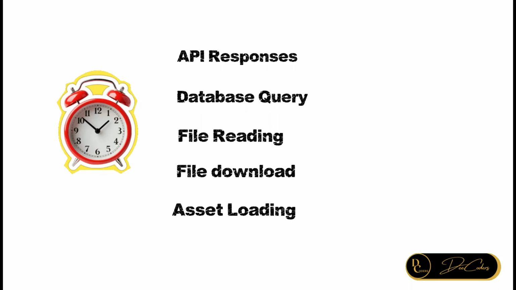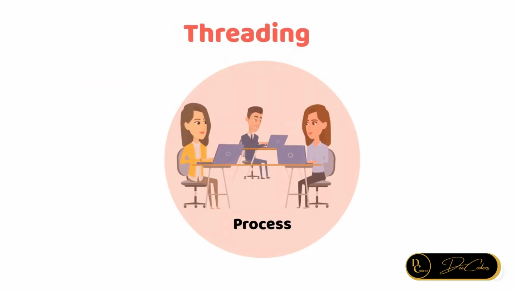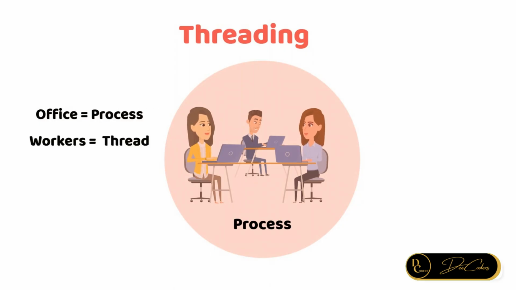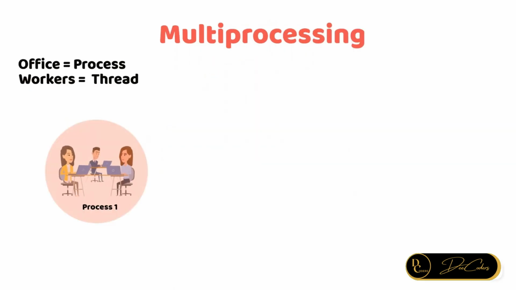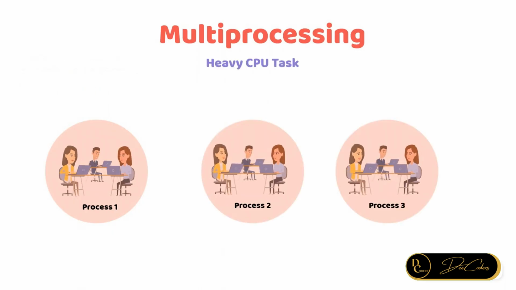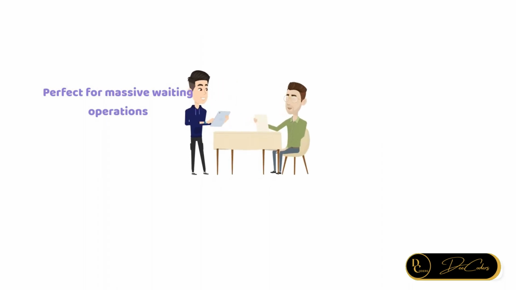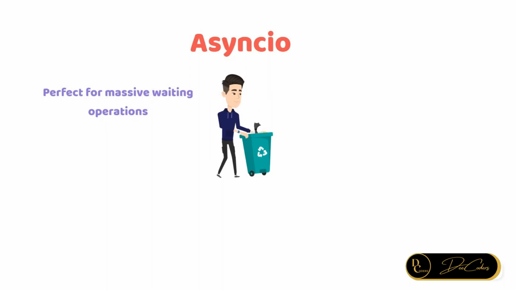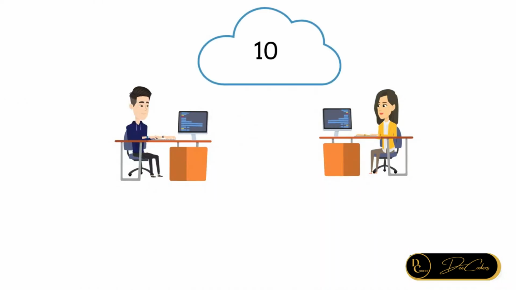So, at last, remember this. Threading, many workers sharing one office, good for waiting tasks. Multiprocessing, multiple independent offices, best for CPU-heavy tasks. Asyncio, one extremely efficient worker, perfect for massive waiting operations. And the GIL, it is a security guard. It makes sure only one worker touches Python code at a time.